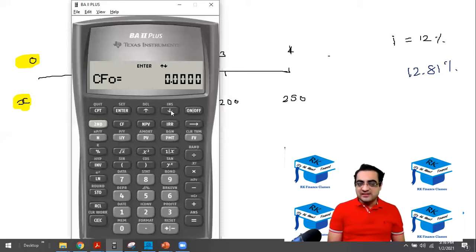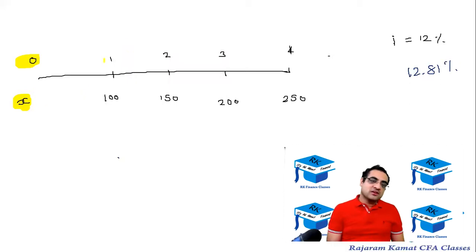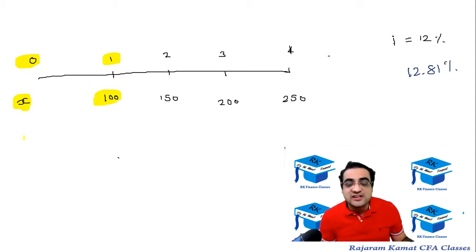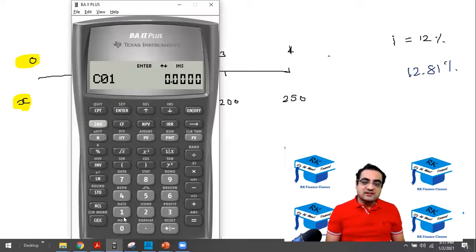There is a downward key like this on the first row. So scroll down, and they will ask you for C01. In the year 1, the cash flow is 100. So I'll press 100, enter. I said 100, enter. I did not say 100 equal to. This is the equal to key, but I'm not pressing that. I'm going to press enter, this one.